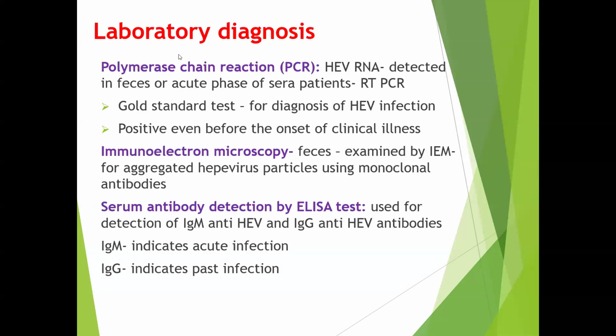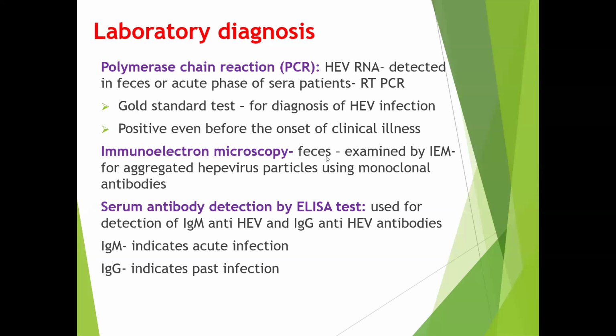Next, laboratory diagnosis. Hepatitis E virus RNA can be identified by polymerase chain reaction, detected in the feces or in the acute phase serum of the patient by RT-PCR, reverse transcriptase polymerase chain reaction. This is the gold standard test, which means we get accurate results, and it is helpful for diagnosis of HEV infection. This test is positive even before the onset of clinical illness. Even if the patient doesn't have symptoms, testing shows positive.